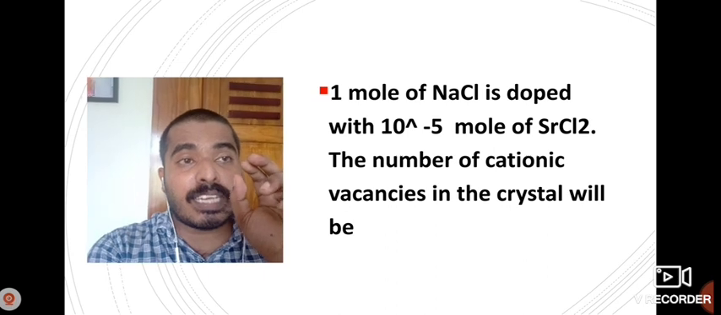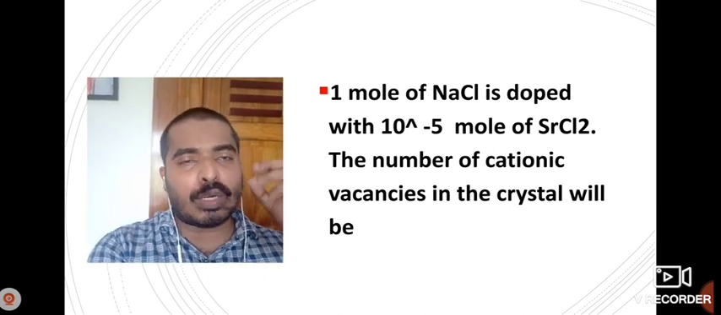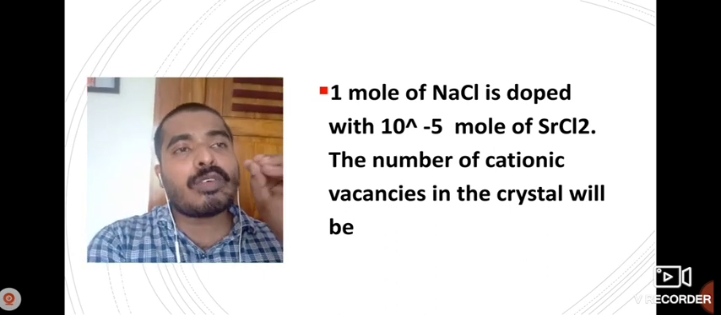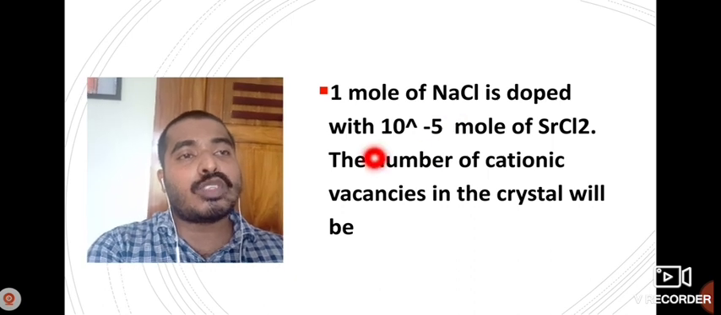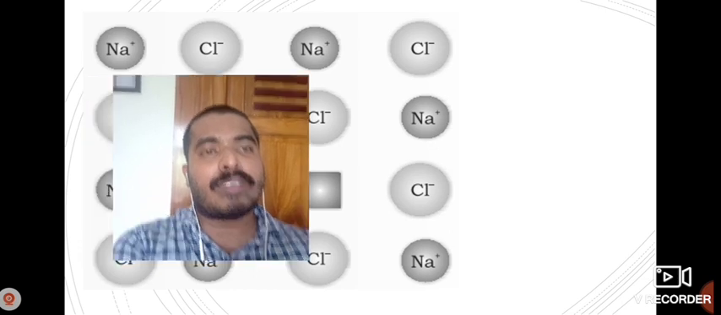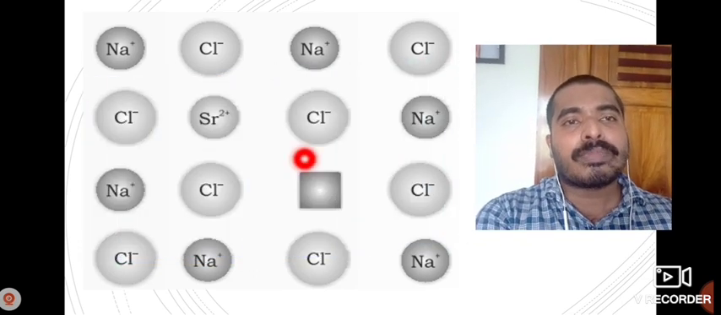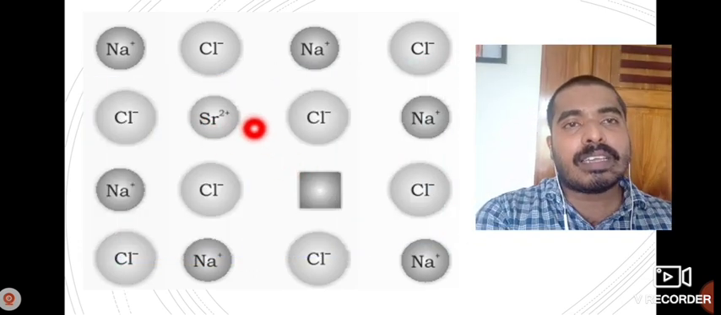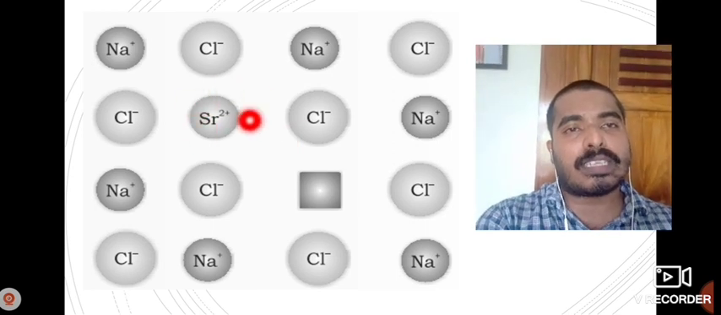1 mole of NaCl is doped. Here it is an impurity defect. Doping means impurity. 1 mole of NaCl is doped with 10 raised to minus 5 mole of strontium chloride. We need to find the number of cationic vacancies. Here you can see strontium 2 plus introduced in the crystal of NaCl.